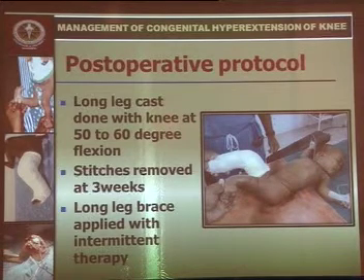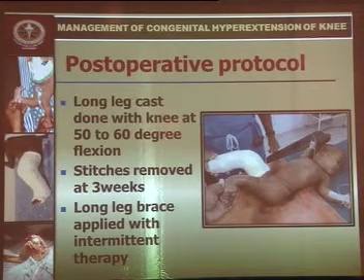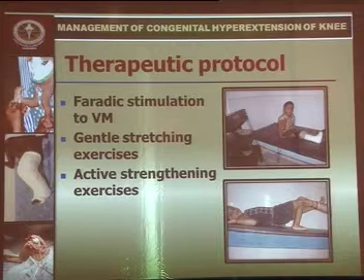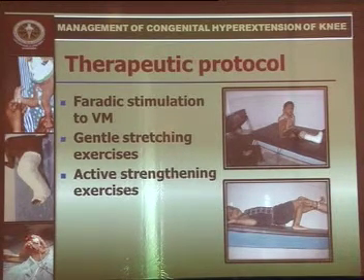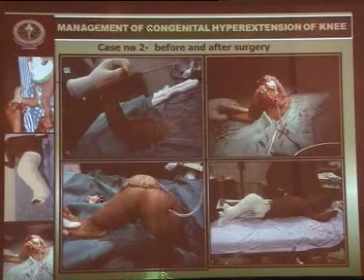Post-operative protocol: long leg cast done with knee at 50 to 60 degrees of flexion. Stitches removed after 3 weeks. Long leg brace applied with intermittent therapy. Physiotherapy has a very important role. Electrical stimulation, the hamstring muscles, gentle stretching exercises, active strengthening exercises, and quadriceps strengthening exercises are very important in this case.